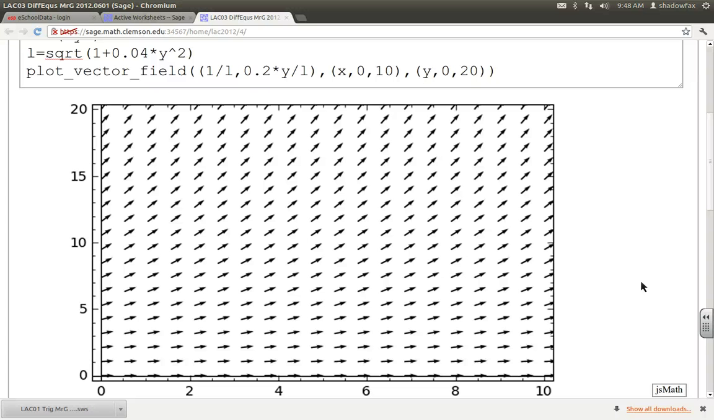Well, because L is the length of each vector, if I divide each component by the length of the vector, I get a unit vector. Each vector is still pointing in the same way it was, but now it's only 1 unit long.